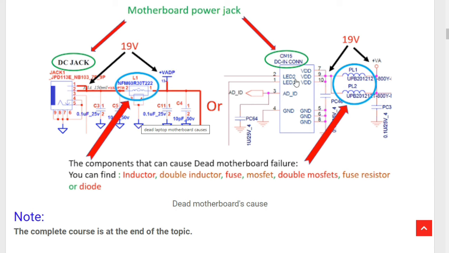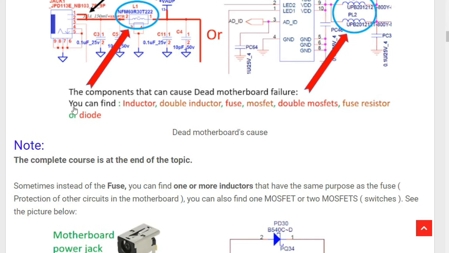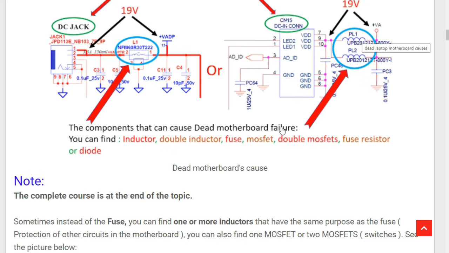For this image here, the same working principle, but here we have two inductors. After these two inductors you will get 19 volt here, plus V adapter. If you have any problem with these inductors, or even just one inductor, or these ceramic capacitors, you will not get 19 volt here. So the components that can cause this motherboard failure are: inductor, double inductor like this, fuse, MOSFET, double MOSFET, fuse resistor, or diode.